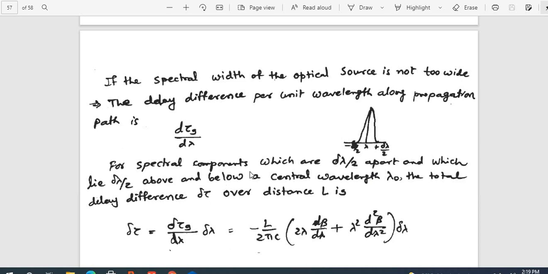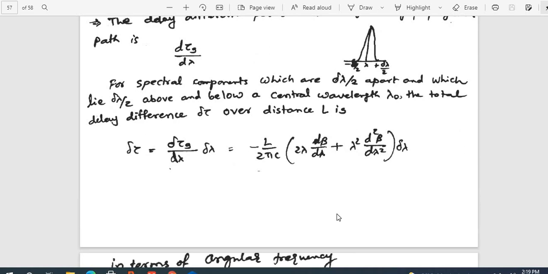It is a spectral component which lies delta lambda by 2 apart, above and below. So minus delta lambda by 2 is below, plus delta lambda by 2 is above, and the central wavelength is lambda naught. The total delay difference delta tau over distance L is given by this. So delta tau is equal to d Tj by d lambda into delta lambda.